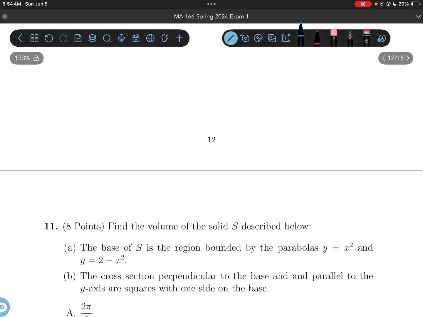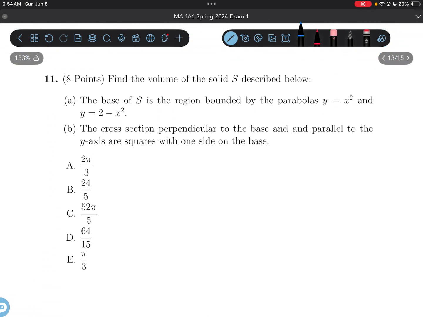Alright, moving on to question 11. Question 11 says, find the volume of the solid S described below. The base of S is the region bounded by the parabolas y equals x squared and y equals 2 minus x squared. And the cross-sections perpendicular to the base and parallel to the y-axis are squares with one side on the base. Okay, so let's draw a picture, like always.